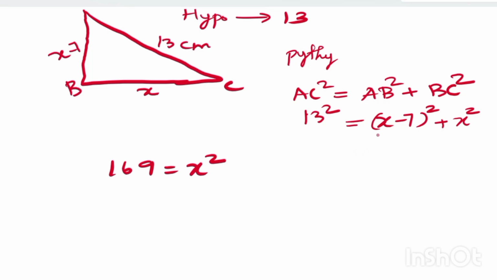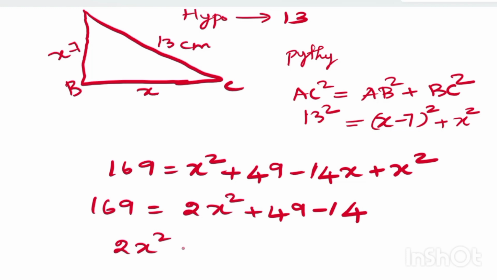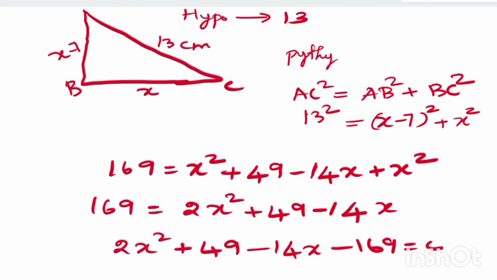So we are expanding this with the format of a minus b the whole square. So what is a minus b the whole square? It's a square plus b square minus 2ab. So x square plus 49 minus 14x plus x square. Okay, so you'll get 169 is equal to 2x square plus 49 minus 14x. So we'll take this 169 to this side. So 2x square plus 49 minus 14x minus 169 is equal to 0.